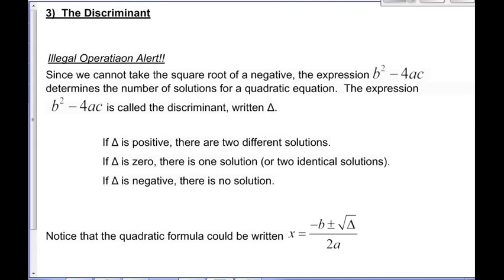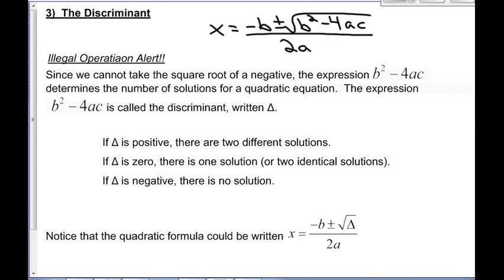So since we can't take the square root of a negative, the expression b squared minus 4ac determines the number of solutions for a quadratic equation. Remember, the quadratic formula is this. So whatever's under the square root sign, if it's negative, there's going to be no solution. The expression b squared minus 4ac is called the discriminant, and it's written with this little triangle, this delta triangle. And it discriminates how many solutions you have.